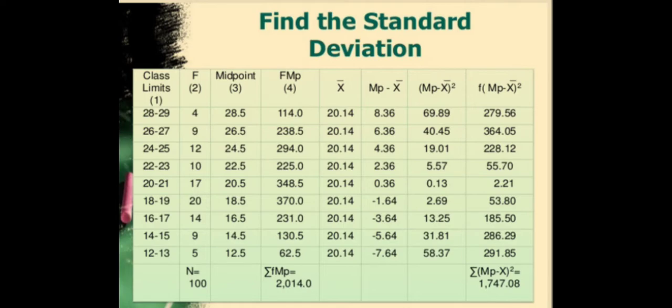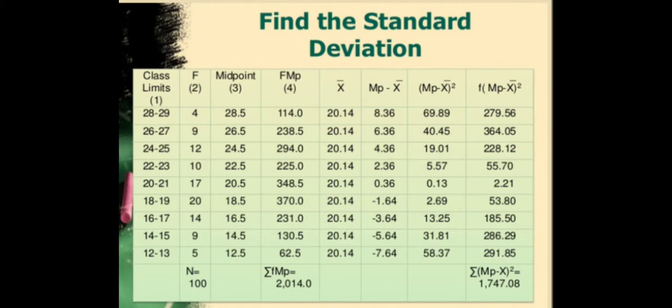Then we have to derive MP minus x bar. MP means 28.5 minus 20.14, means column 3, and we have to subtract this x bar. 26.5 minus 20.14, that is 6.36. 24.5 minus 20.14, again that is 4.36, is it?